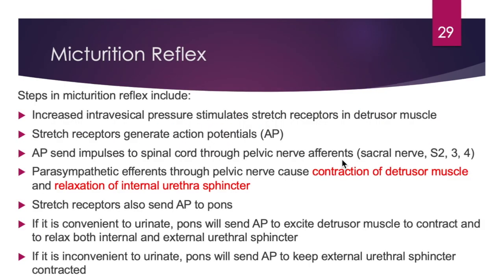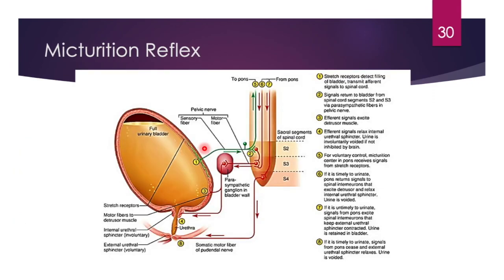These are the steps in the micturition reflex. Increased intravesical pressure will stimulate stretch receptors in the detrusor muscle. The detrusor muscle of the bladder has stretch receptors. When the stretch receptor is activated, it will generate an action potential or afferent signal via sensory fibers of the pelvic nerve to the S2 sacral segment of the spinal cord.